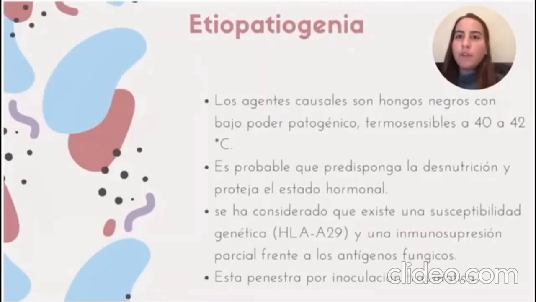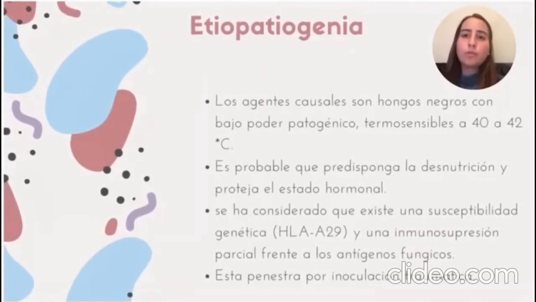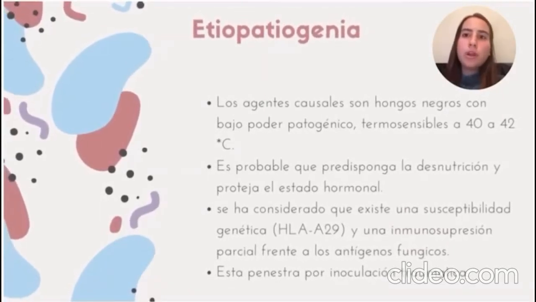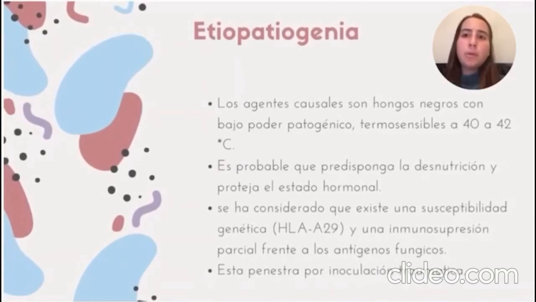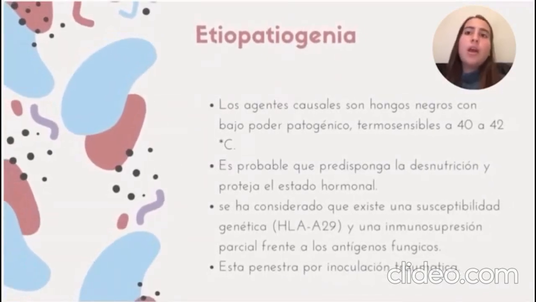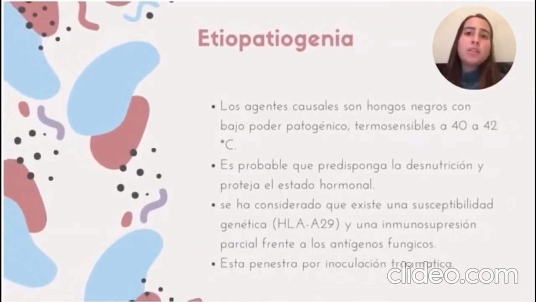The causative agents are black fungi with low pathogenic power, thermosensitive at 40 to 42 Celsius. It is likely that malnutrition predisposes and hormonal status protects. The possibility of genetic susceptibility and partial immunosuppression against fungal agents has been considered. The fungus penetrates by traumatic inoculation and develops by proximity and sometimes lymphatically.